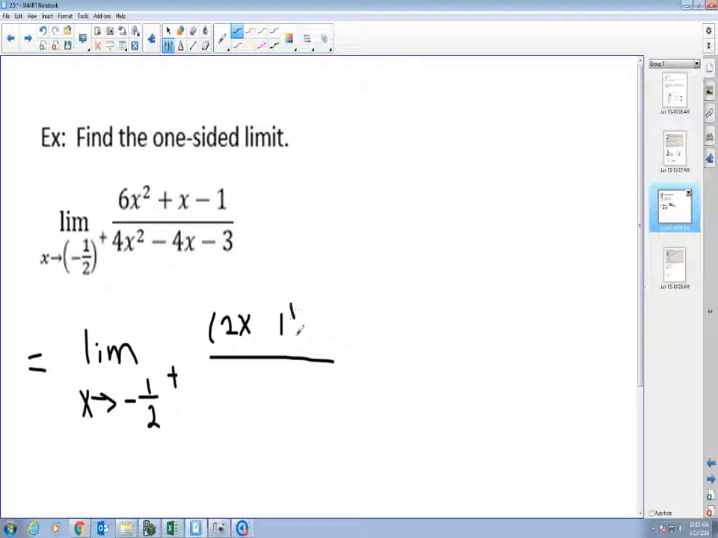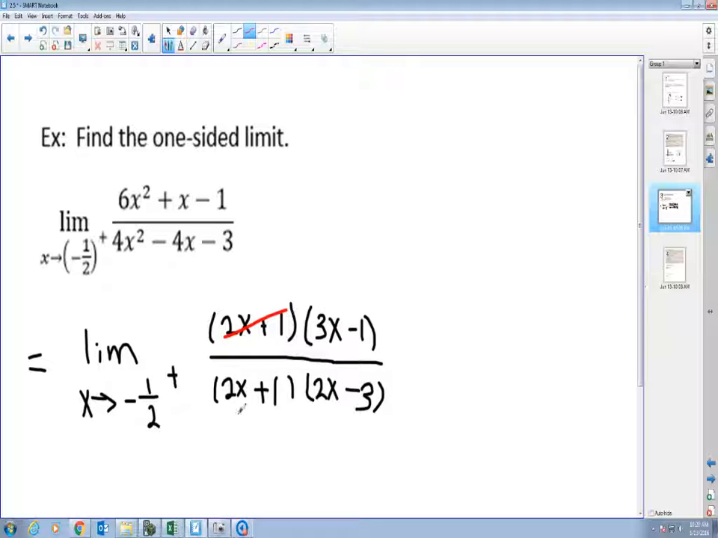1 will be 1 and 1, of course. To get a positive 1 in the middle, I got to have a positive 3x in the inner and a negative 2 on the outer. 4x squared, I can use 2x and 2x. And my last term here is 3, so that'll be 1 and 3. To come up with a negative 4 in the middle here, I need a negative 6x on the outer, positive 2x in the inner. So I can see the 2x plus 1 will cancel out.